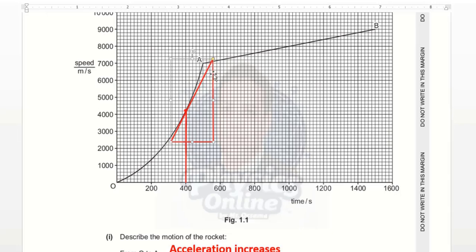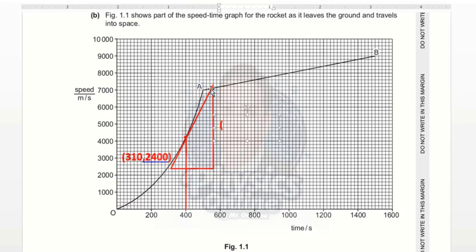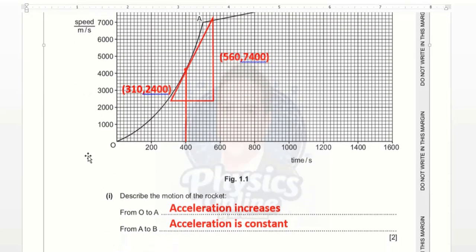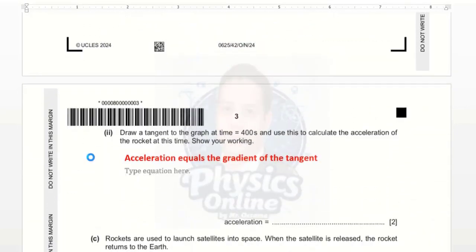From the tangent we will draw a triangle. Let's find the points here of the hypotenuse. This point you find coordinates at 310 for x, and for y it's about 2000, and for this point x is about 560, and for y 7400.